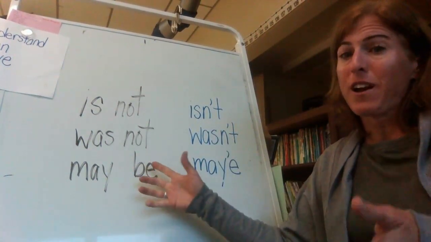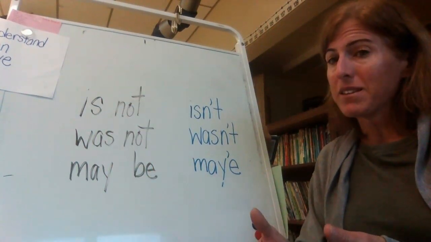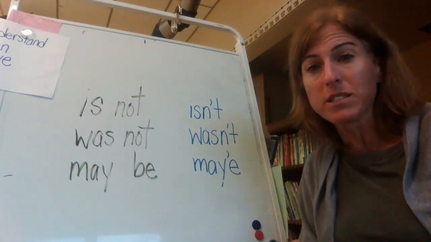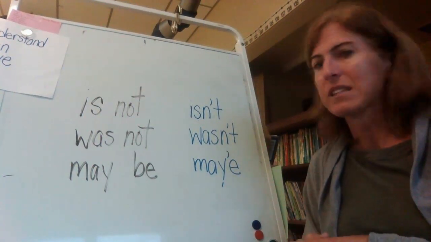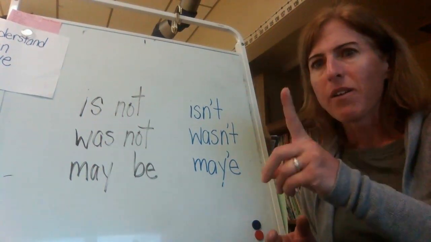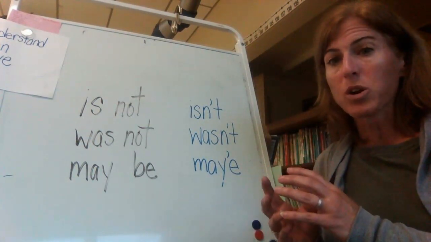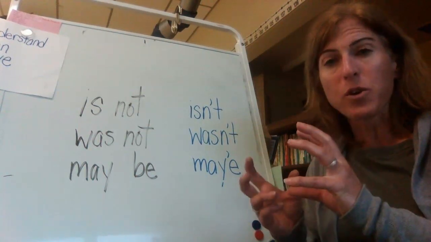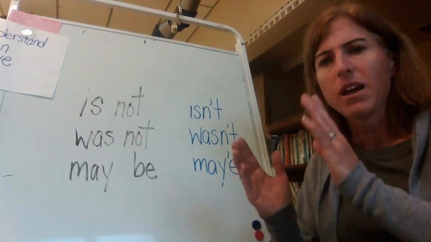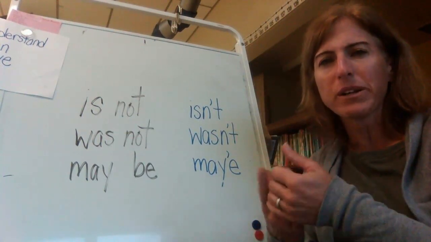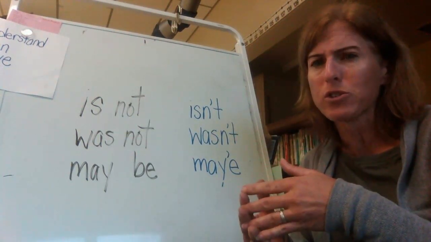It doesn't work for every word. Maybe does not make may. We can't just decide what words we're going to make contractions and throw the rest of the parts of the words away. It's not how this works. However, right now we're learning about not contractions, and it works when we have a verb, a helping verb, and the word not. So today what you're going to do is practice some more of those contractions.